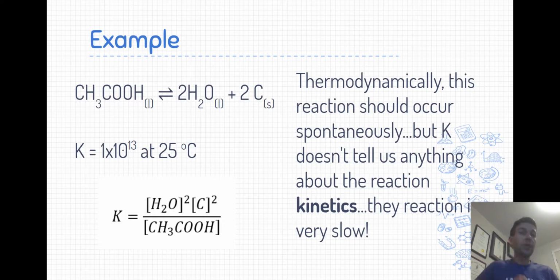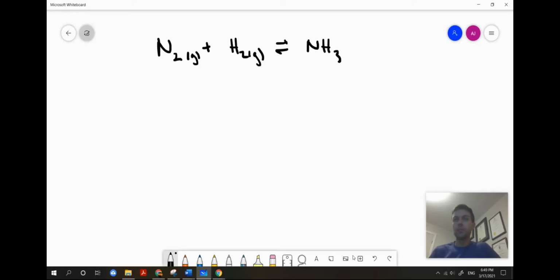Let's switch over to the whiteboard and just do a few problems writing equilibrium law expressions. For the first example, let's determine the equilibrium law expression for the Haber process, which is the synthesis of ammonia from nitrogen and hydrogen gas. Our first step is to balance the chemical equation. Once the equation is balanced, we're going to write the equilibrium law expression.